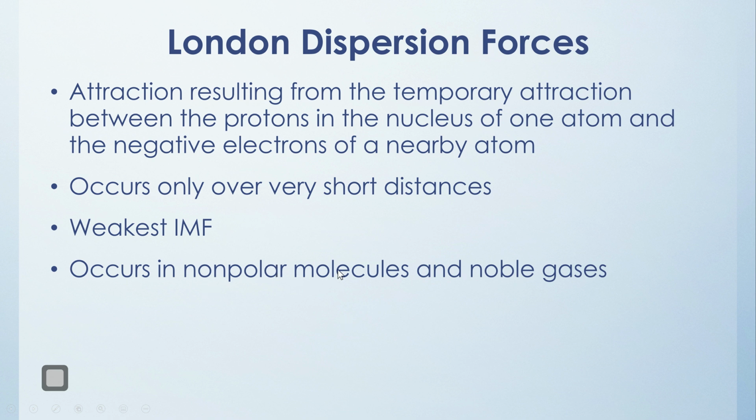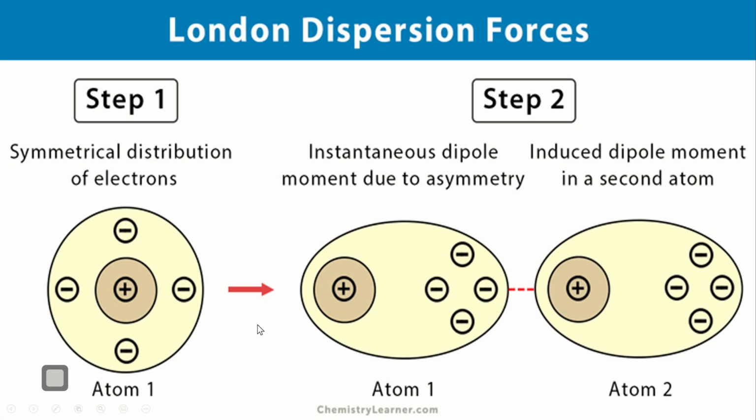It will only occur in nonpolar molecules, so this is one where they don't have the dipole, okay? And it will occur just for a temporary moment in nonpolar and noble gases. So London dispersion is the weakest between nonpolar or noble gases. So what we basically have here is you have your atom, and everything is very, very equally distributed, so it doesn't want to have any charge.